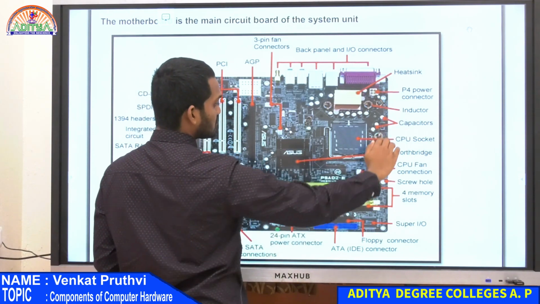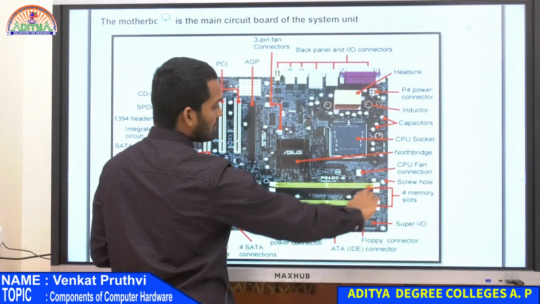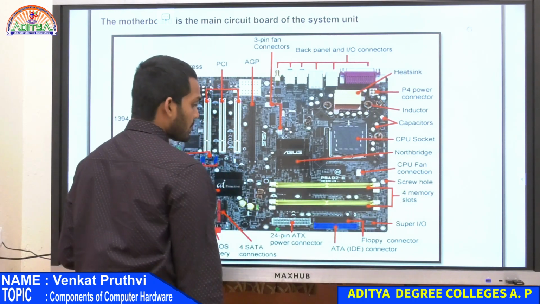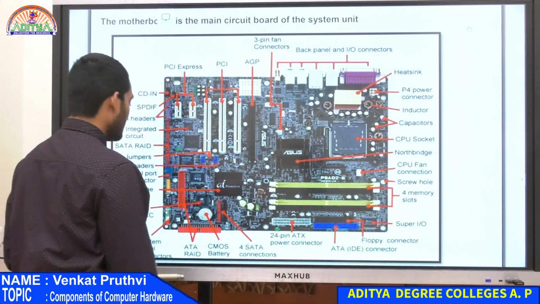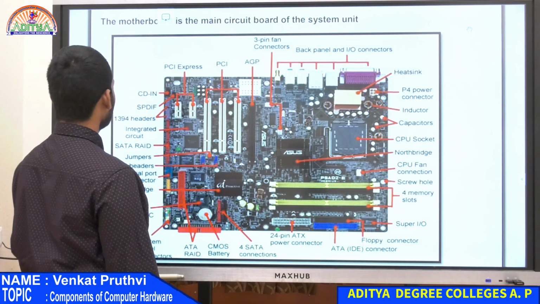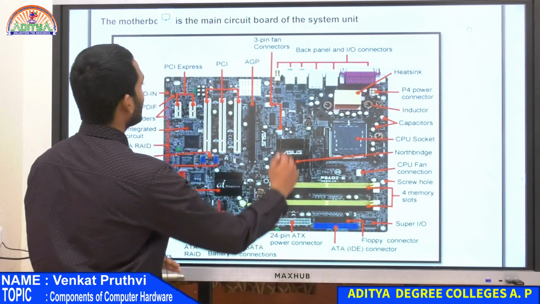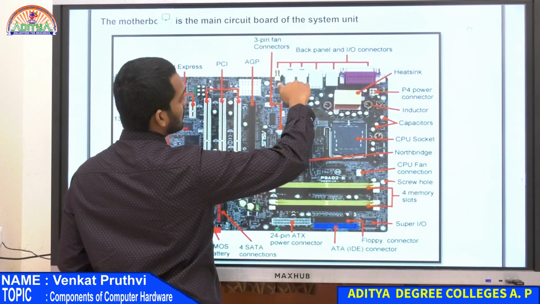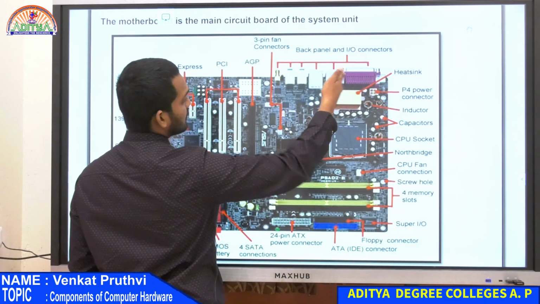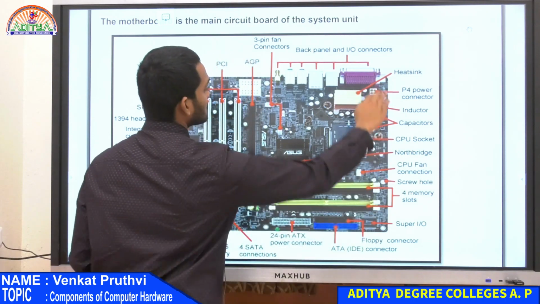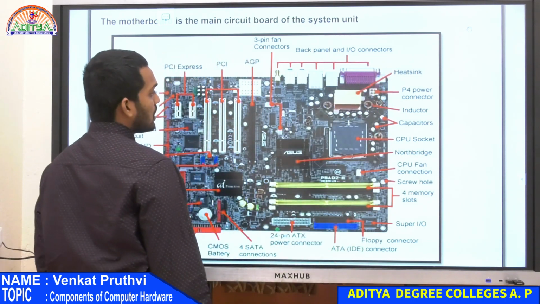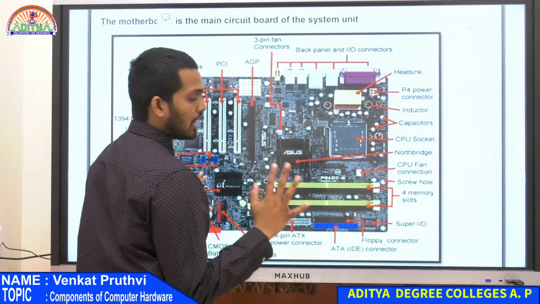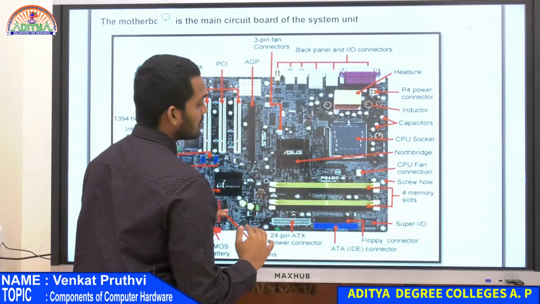The first thing is CPU socket, then CPU fan connection, then your memory slot, then your floppy connector, then your CMOS battery, and then you have your CD input, and then you have your input output connections here, your Ethernet USB connections, and your VGA cable connections, and you also have your heat sink over there.